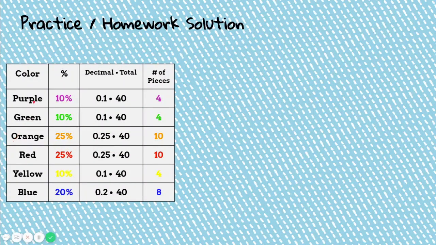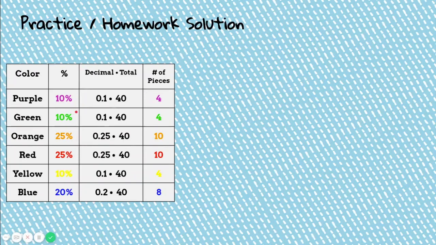So what I've done is labeled the color. I've labeled the percentages. That's what was given to us. We were given percentages on that circle graph. And then here is where the math comes in. I'm going to take a percentage and turn it into a decimal. So 10% is 0.1 as a decimal. And I multiplied it by my total, which was 40. He counted 40 pieces in total. So I do my decimal times my total to get my part, which was 4.